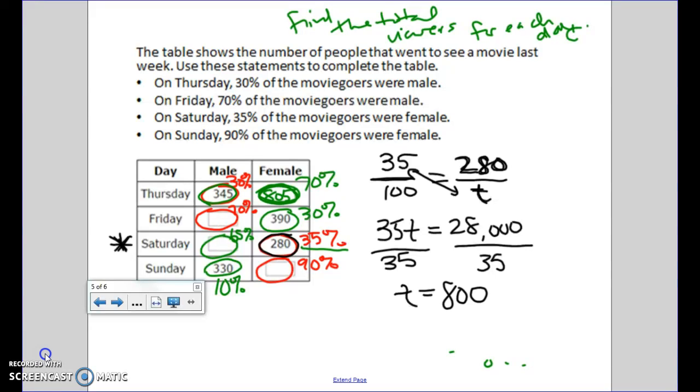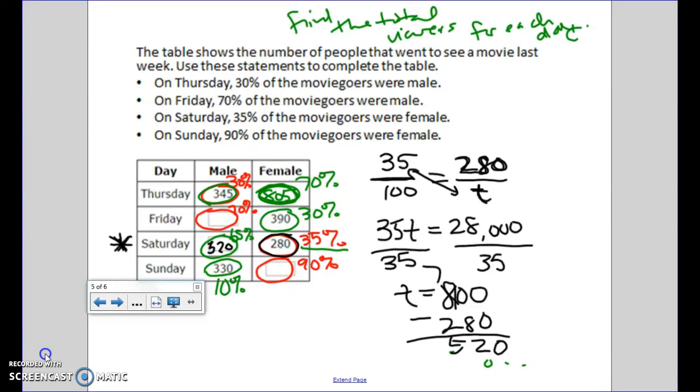Be careful though, because 800 doesn't represent the number of males there were. 800 represents how many there were altogether. So if there were 800 altogether, I could take away the 280 that were females and figure out how many male viewers there were. Looks like 520 male viewers.